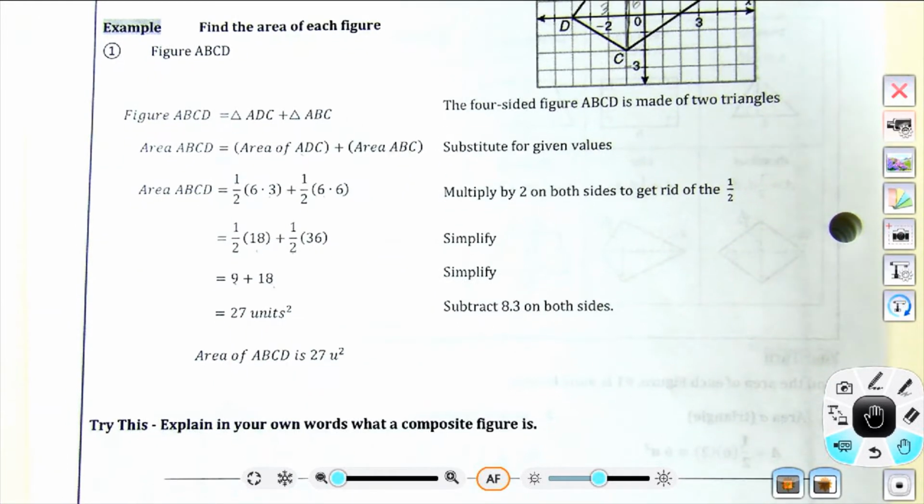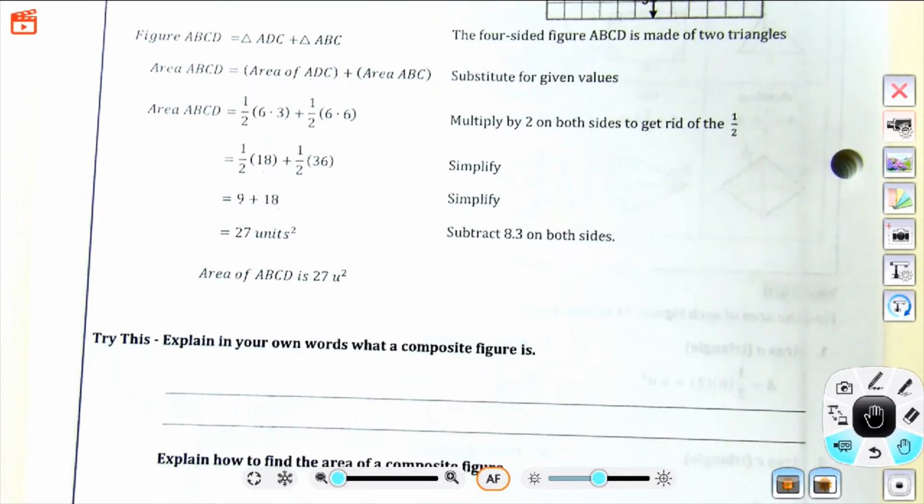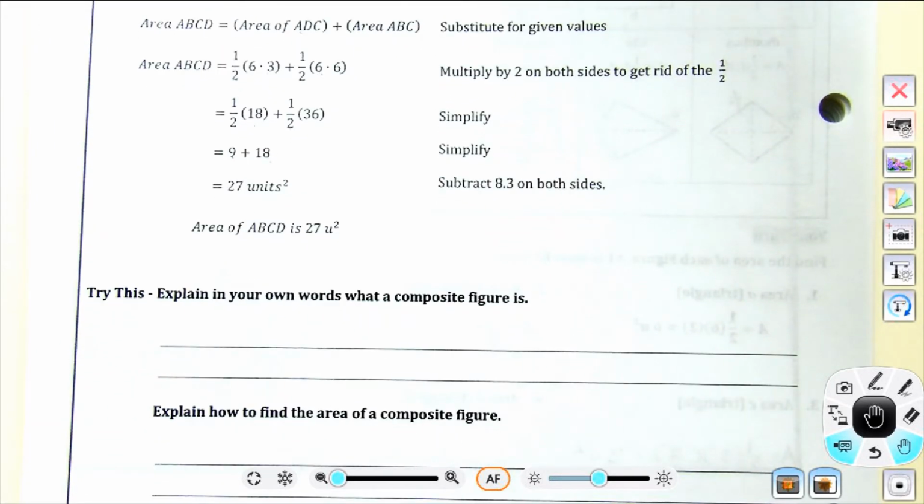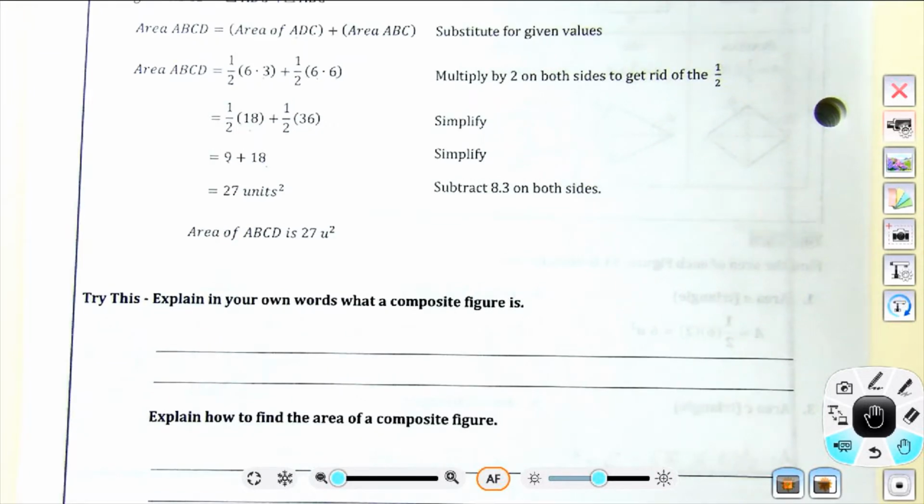So kind of to recap, or kind of just to reflect on what we just learned, take a minute to explain in your own words what a composite figure is. So make sure you understand that definition. What is it in your own words? And then how do you find the area of the composite figure?